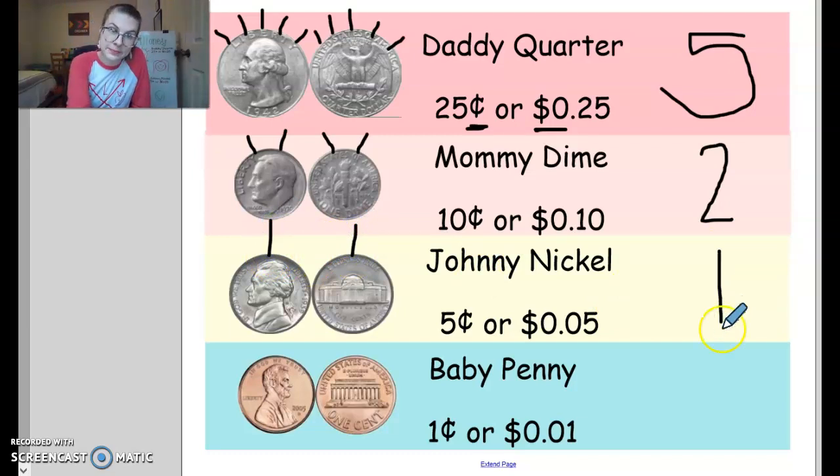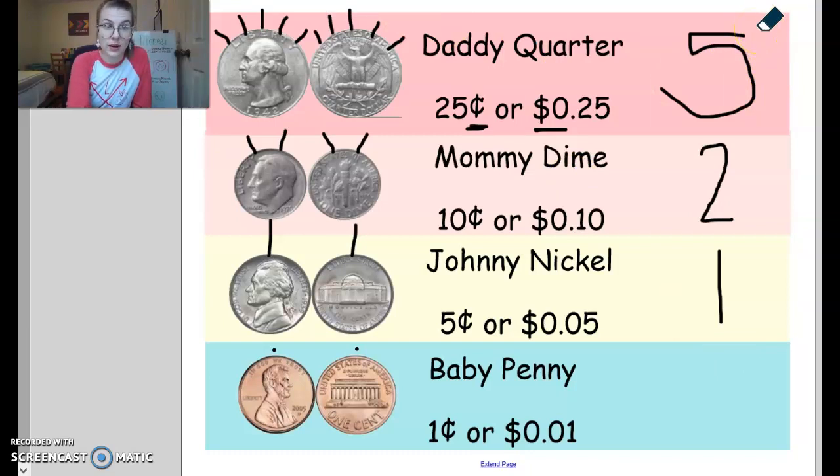And then there's Baby Penny. Baby Penny does not have any hair yet. Baby Penny is just a little tyke. And so Mommy Dime puts a bow on top of her hair, and we show a bow with a dot. So before you think I've just lost my mind, let me tell you what these hairs mean.